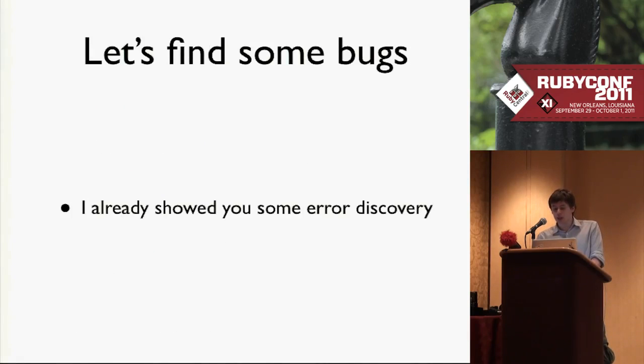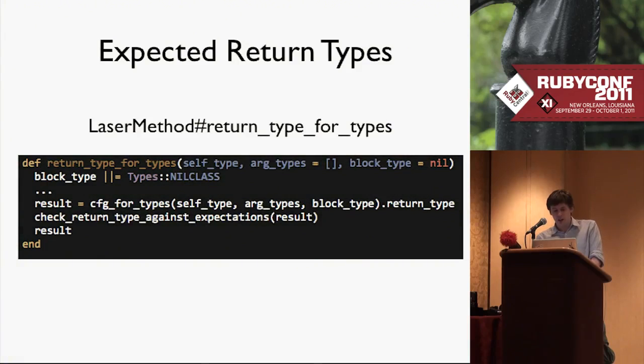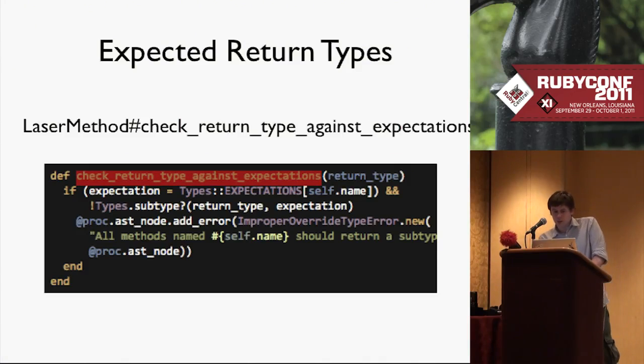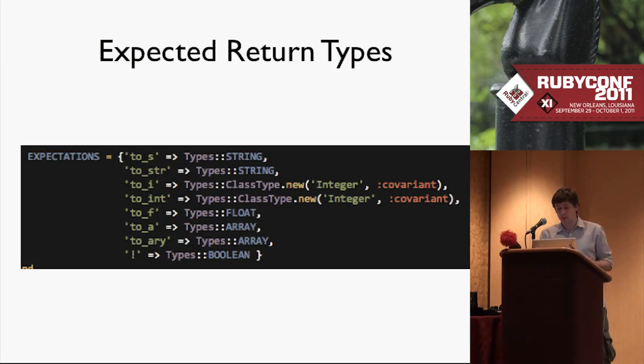All right, so let's find some bugs. I already showed you some error discovery, actually. Back here when I said check return type against the expectations, all that does is it goes and says, what do I expect this method to return? Now, you may be thinking, that doesn't make any sense. Well, in my opinion, it does, because if something's named 2s, I expect it to return a string or a subclass of that. If it's 2re, I expect an array or a subclass of that. And if it's bang, you really better return a Boolean.